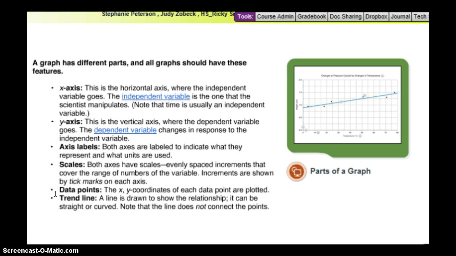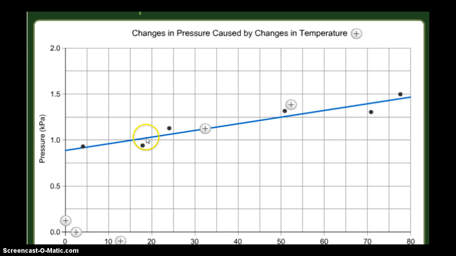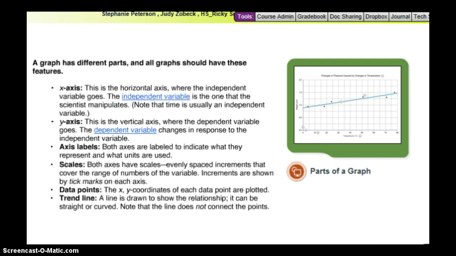Data points. The x, y coordinates of each data point are plotted. So remember when you are doing that, for example, this point right here would be approximately 17, 0.9. And then remember you'd have it in parentheses.